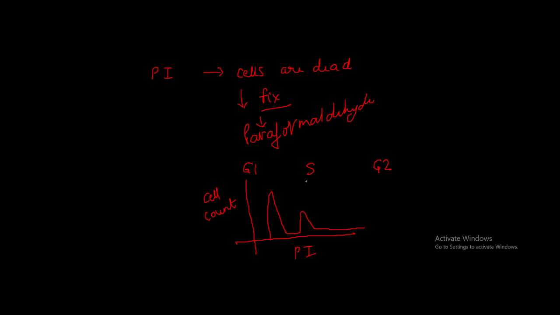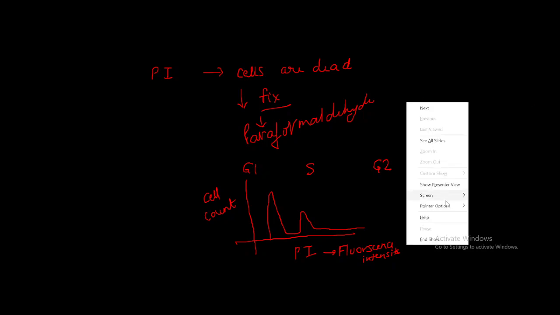In the S phase, the DNA content is more than the G1 phase but less than the G2 phase. And in the G1 phase, the DNA content is less. So if you are staining your cells with the PI dye, and this is the fluorescence intensity, you can say the intensity is high in the G2 phase in comparison to the S phase. In the S phase, it is high in comparison to the G1 phase.